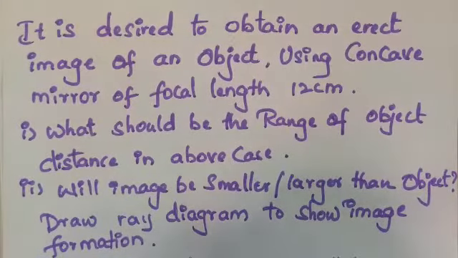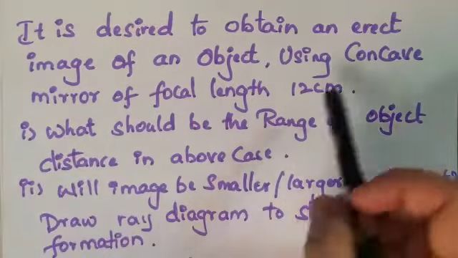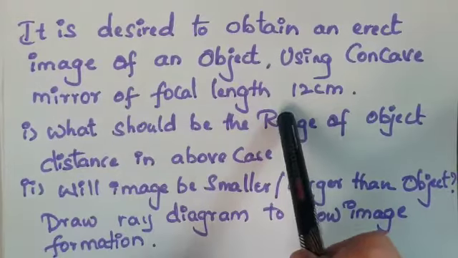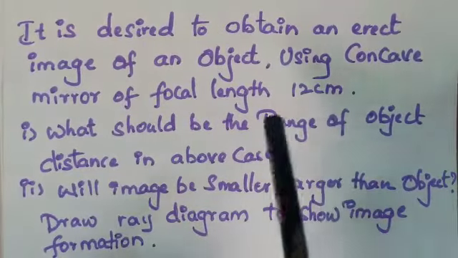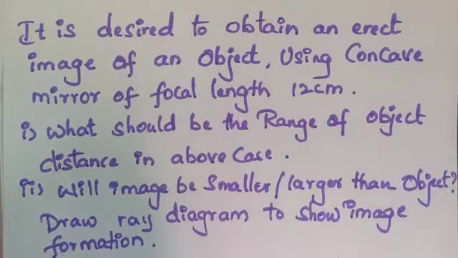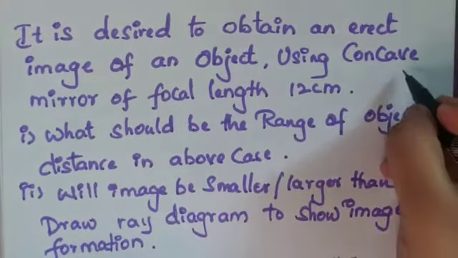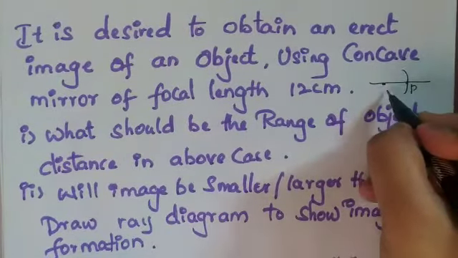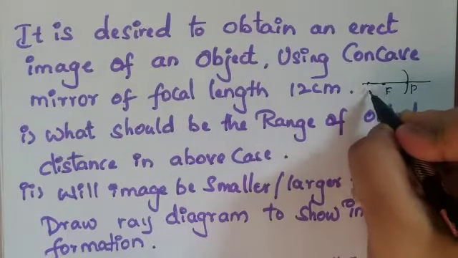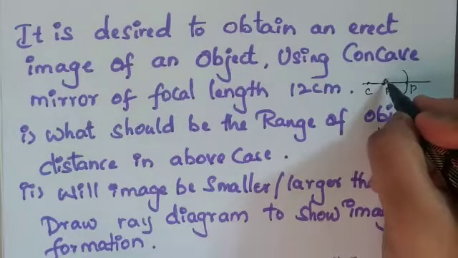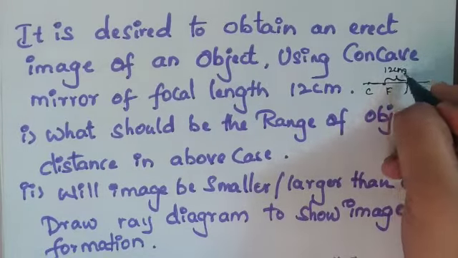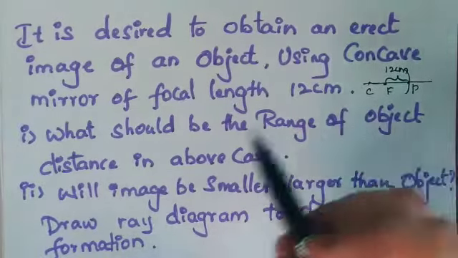So here they have only given what mirror we have to use. We have to use this concave mirror, and the focal length of the mirror is also given, that is 12 centimeter. Let me summarize this. This is the pole, this is the focus and this is the center of curvature. The distance between the focus and the pole is 12 centimeter. Focal length is given, using a concave mirror.